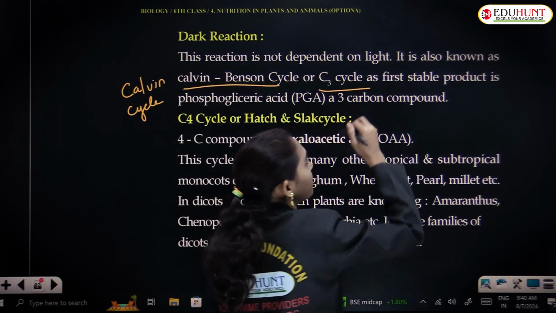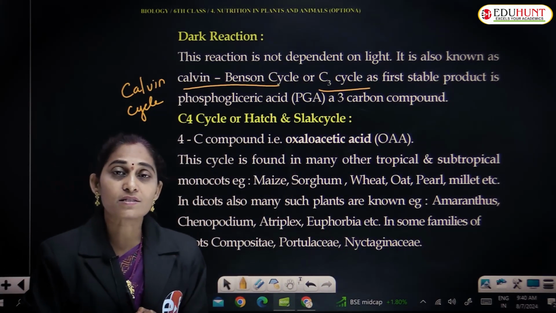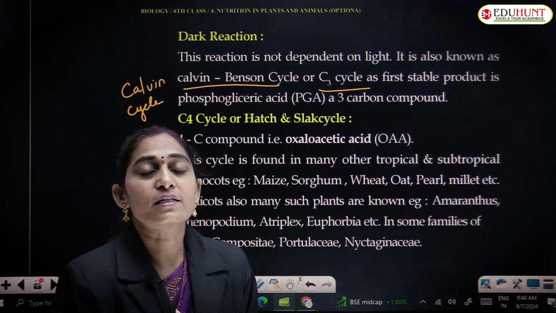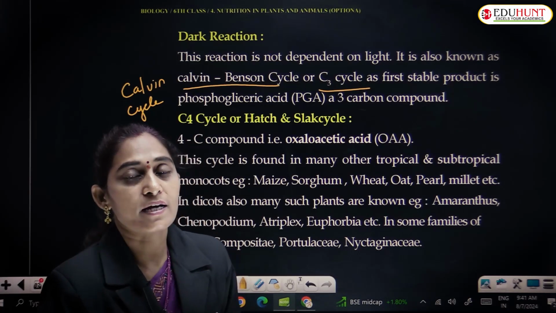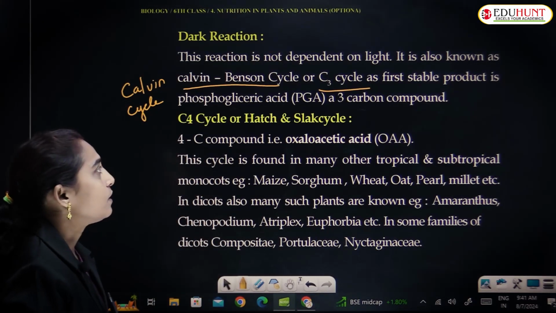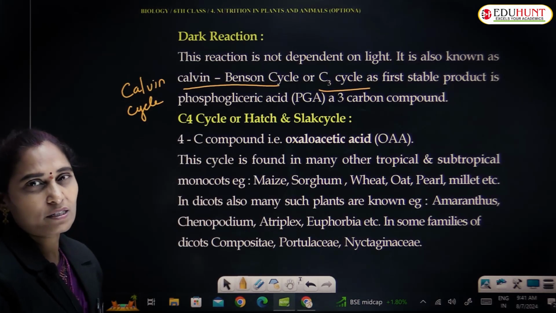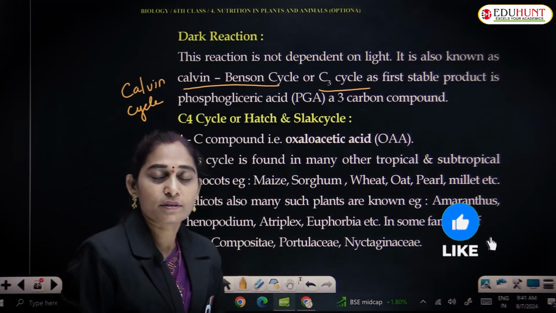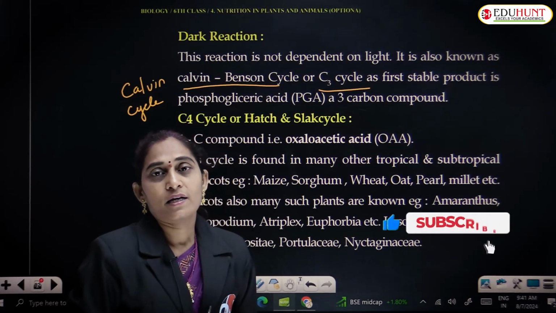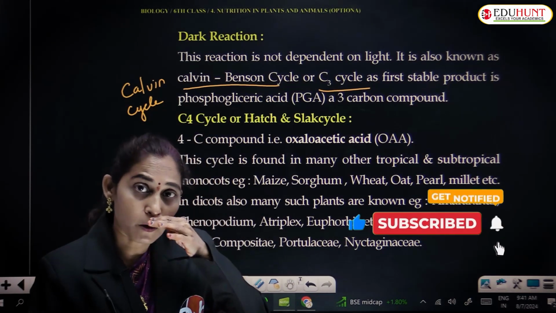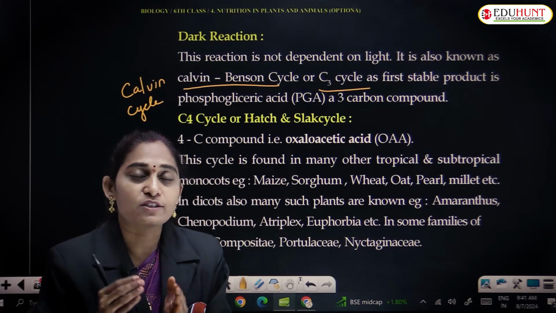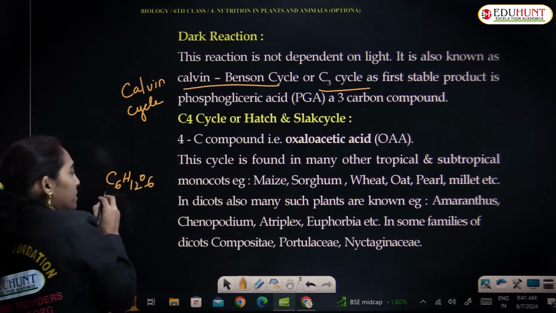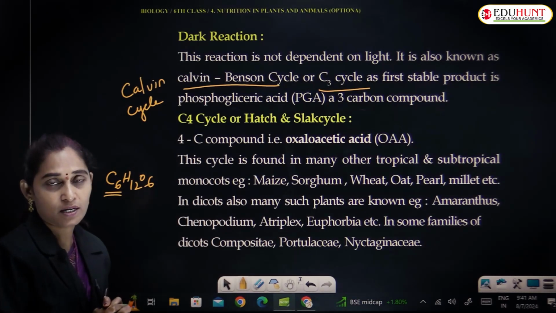C3 cycle is so called because in the dark reaction, the first stable product is a 3 carbon compound. What is a 3 carbon compound? It means the product consists of 3 carbons. Glucose is a 6 carbon compound because glucose has the formula C6H12O6, which means there are 6 carbon atoms.